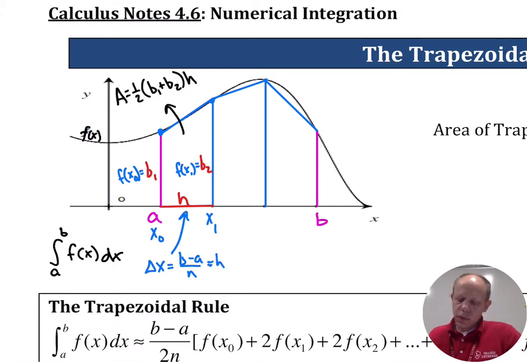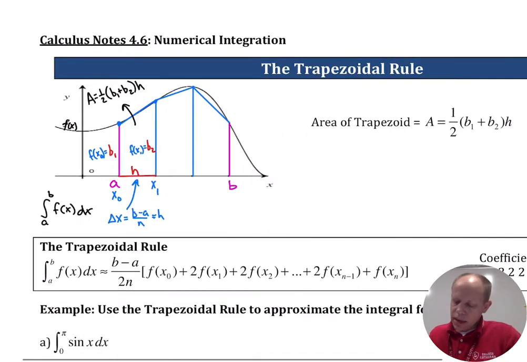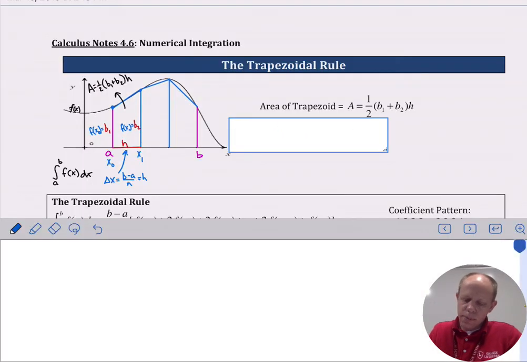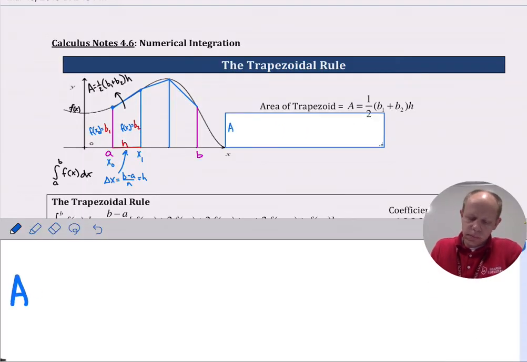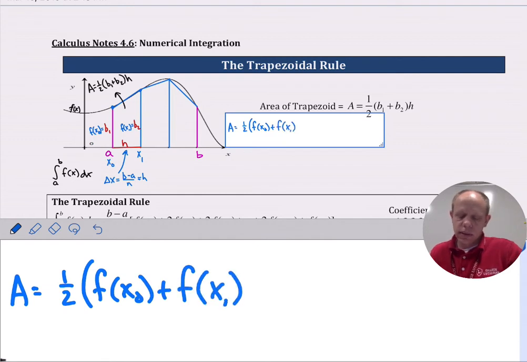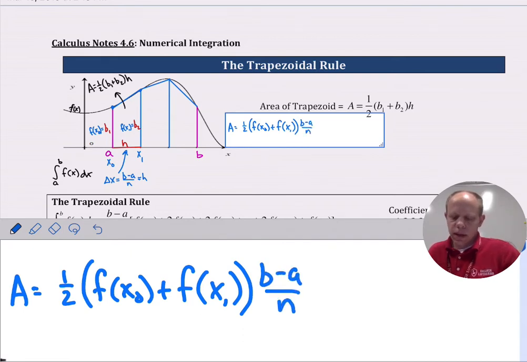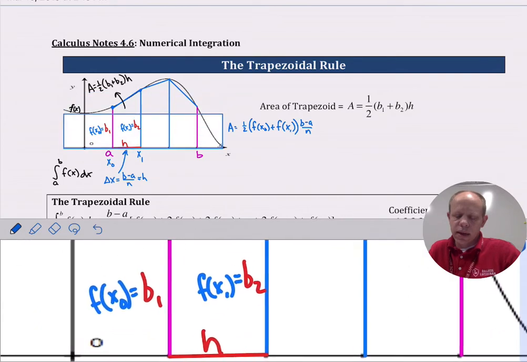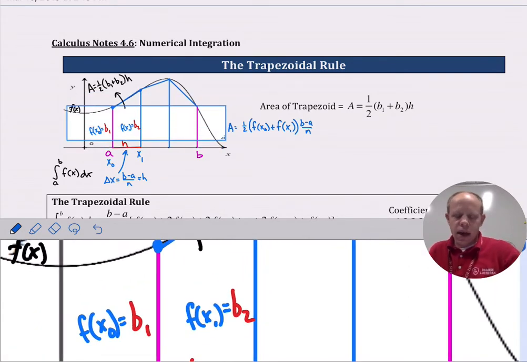Okay, so if we were to just take the area of this very first trapezoid here, we would get 1/2 times (f of x sub 0 plus f of x sub 1) times the height, which is (b minus a) over n. And that's the first trapezoid there. Now we're going to move on and add up the other ones here.